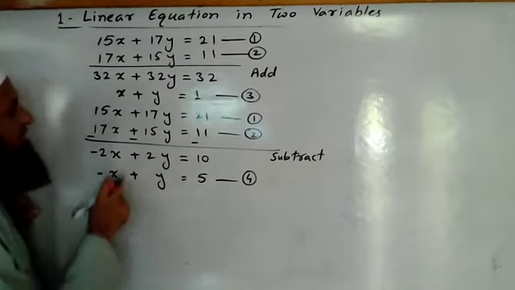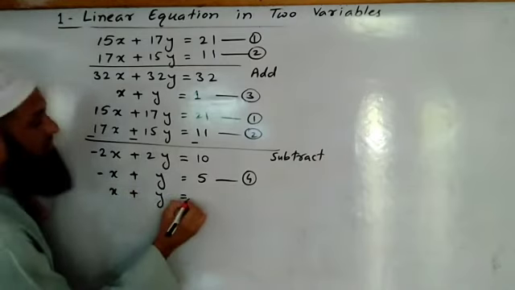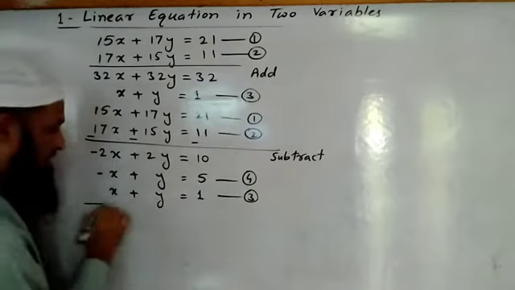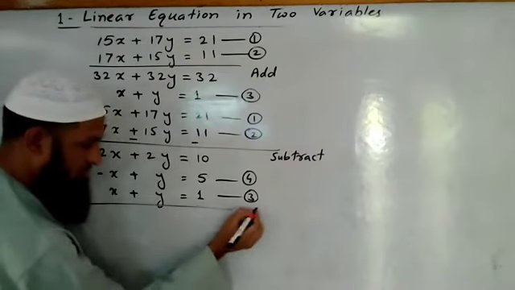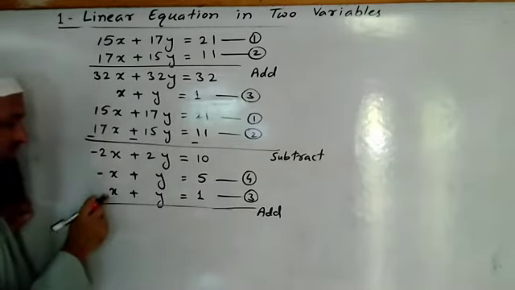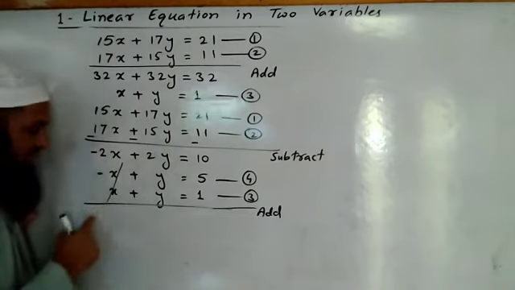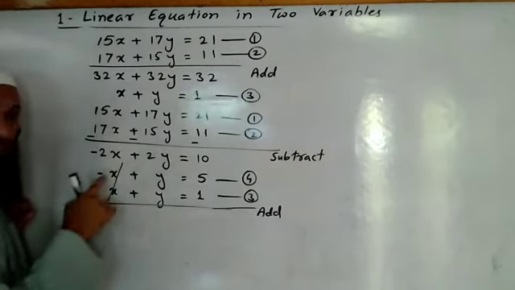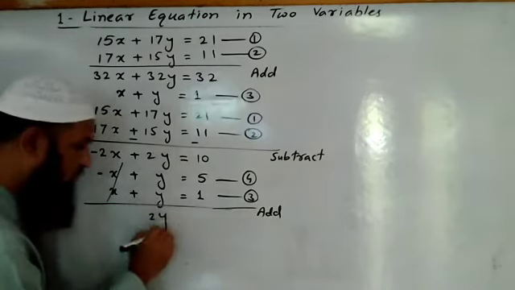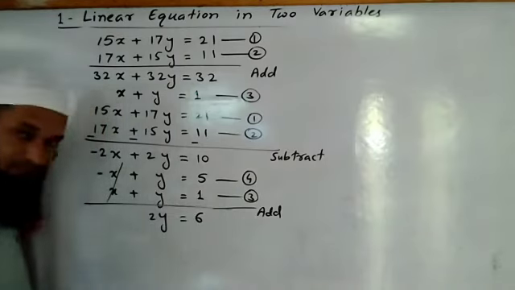Once again I am going to write that. I will write this equation here: x plus y is equal to 1. This is equation number 3. Now we will add these equations. Minus x plus x get cancelled by subtraction. So x minus x becomes 0. y plus y is nothing but 2y is equal to 5 plus 1, which is nothing but 6.